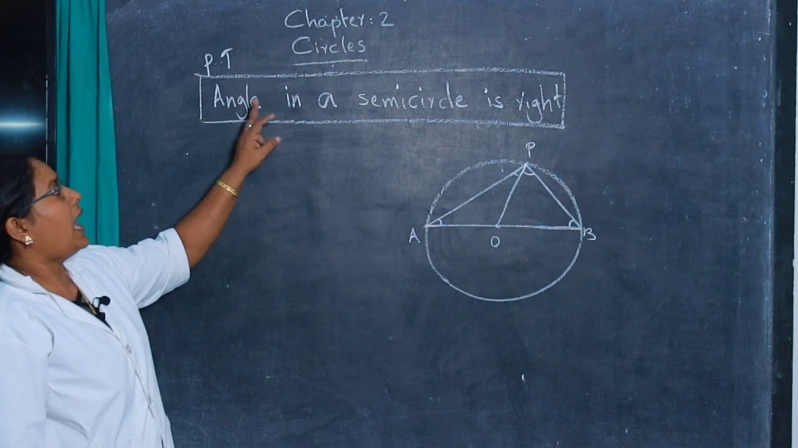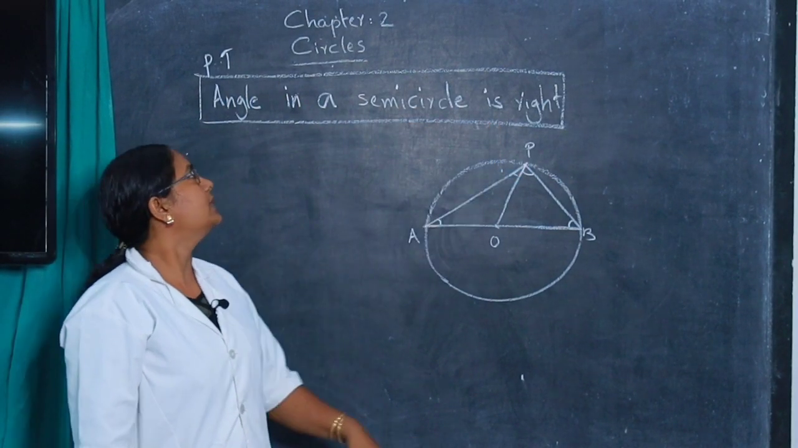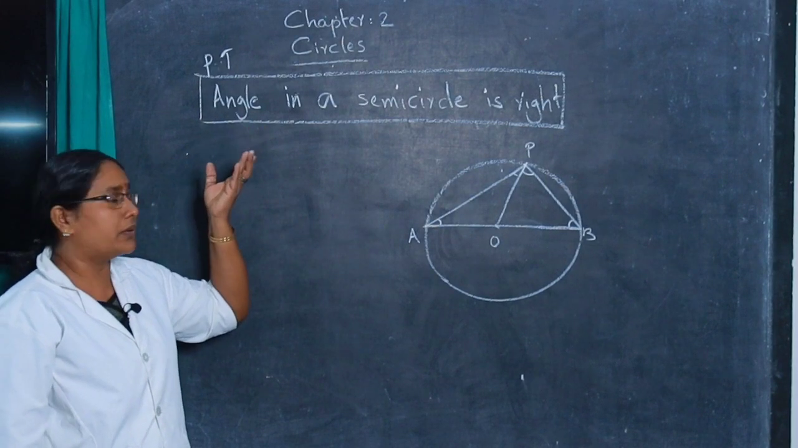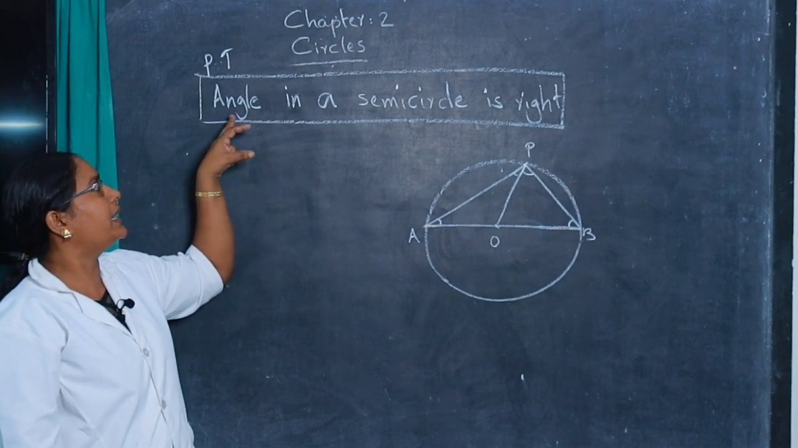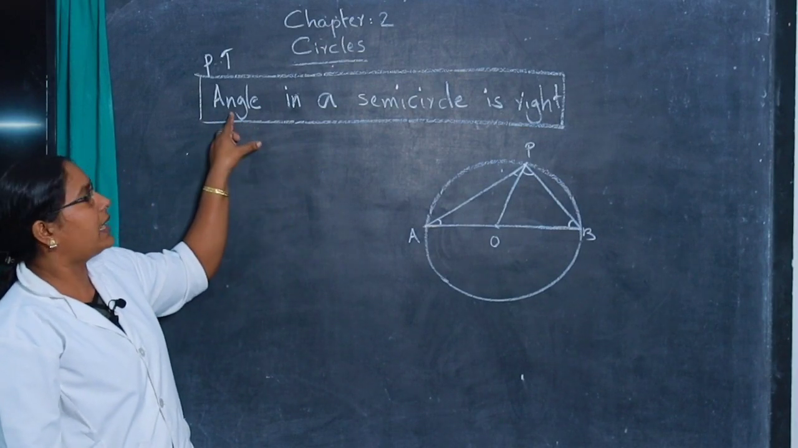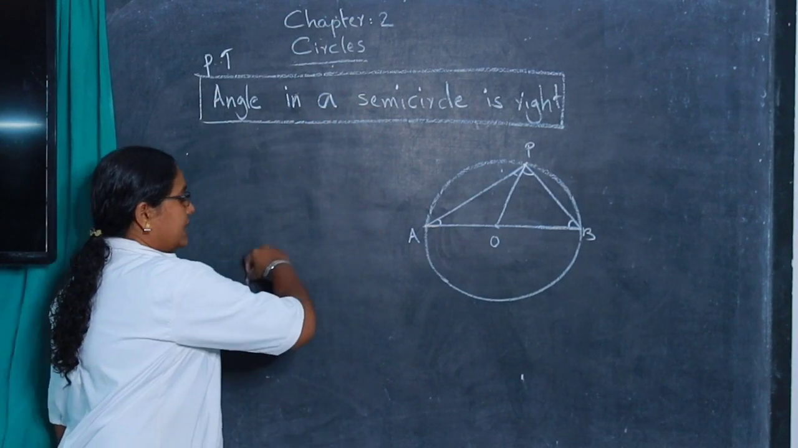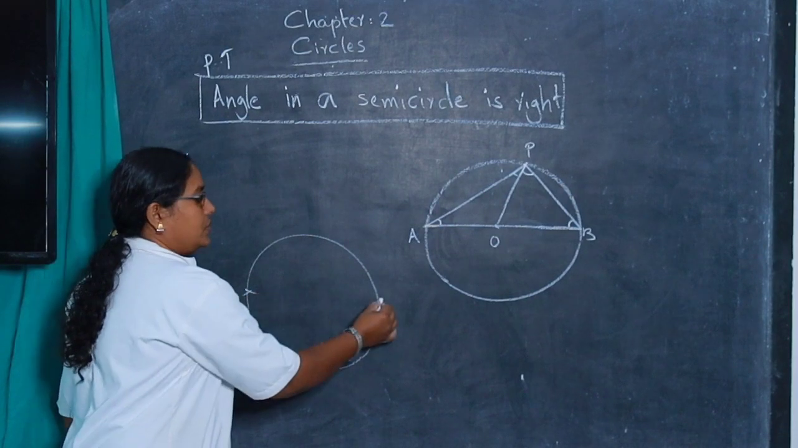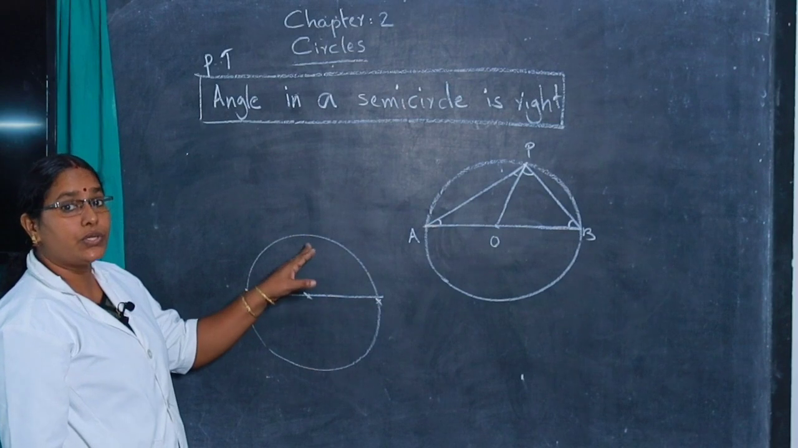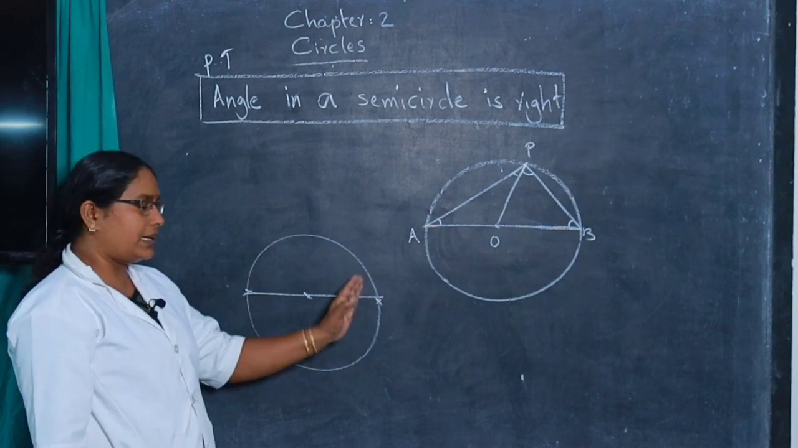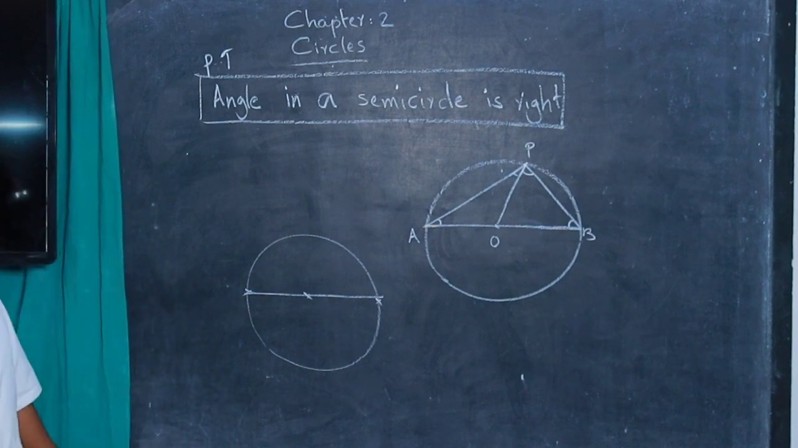Prove that angle in a semicircle is right. All students know what an angle is: two lines joining at a point make an angle measurement. In a semicircle, what is a semicircle? When a circle is drawn and a diameter is drawn passing through the center, it is divided into two parts. One part is called a semicircle.